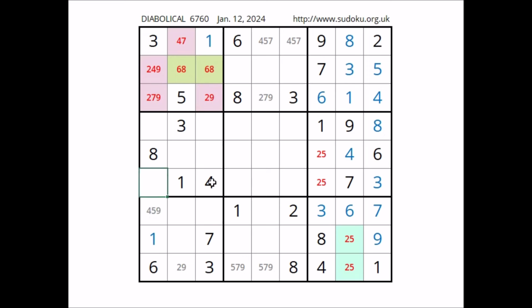Take a look, we have 4 and 7 in these two places of the row, so in this place can be 2, can be 5, can be 9. 2, 5, and 9, the options. We have 4 and 9 in the row, so in this place 2, 5, and 7 are the options. 2, 5, and 7 here.